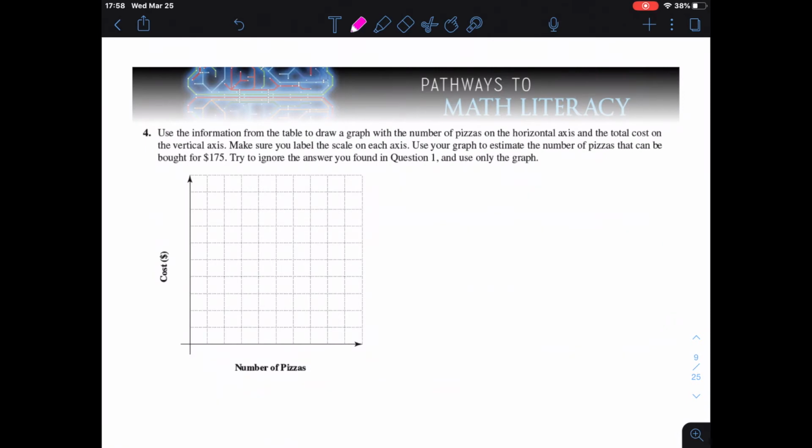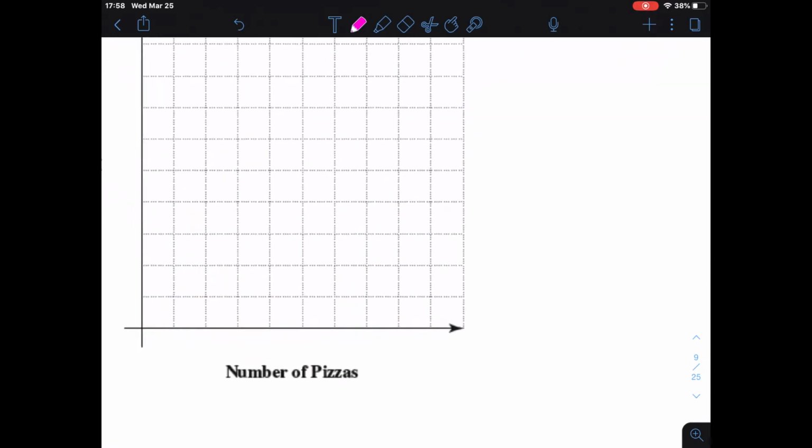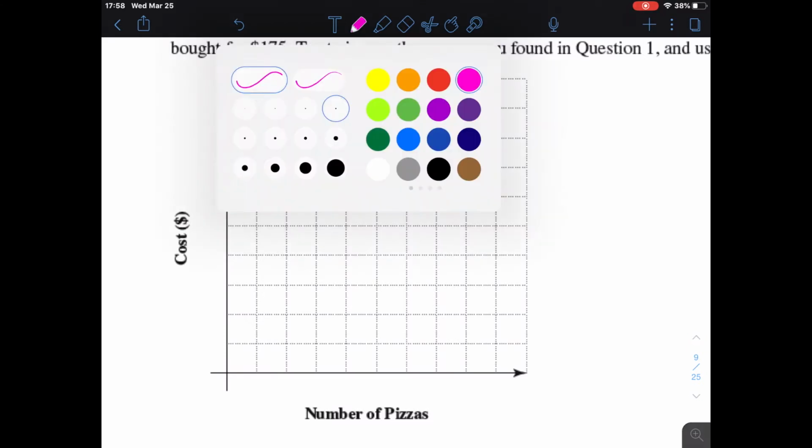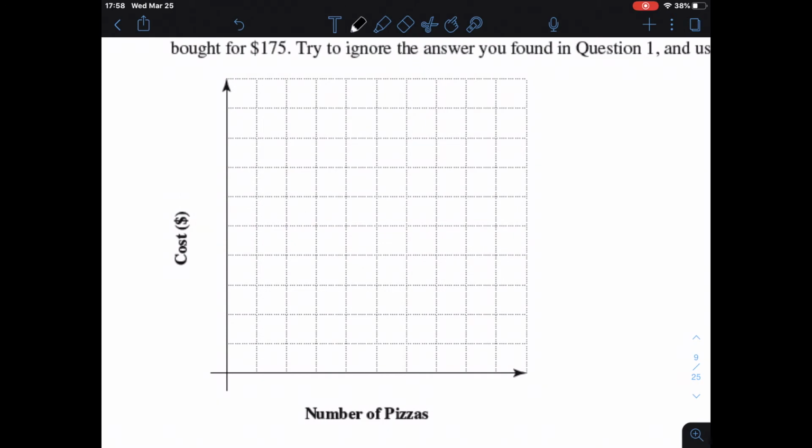All right. So now let's use this information to draw a graph. We want to put the number of pizzas on the x-axis, and we want to put the cost on the y-axis. We want to pick an appropriate scale, and then we're going to use the graph to estimate how many pizzas we can possibly have. So we need to label everything.